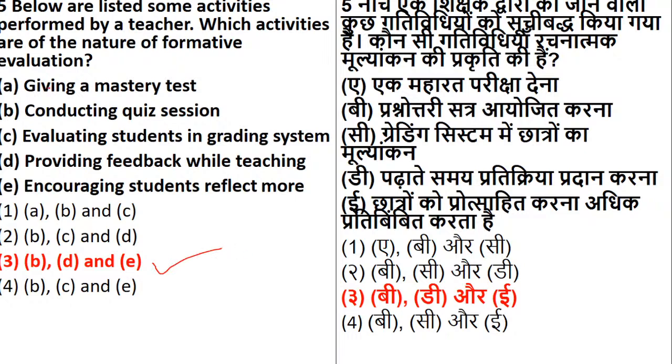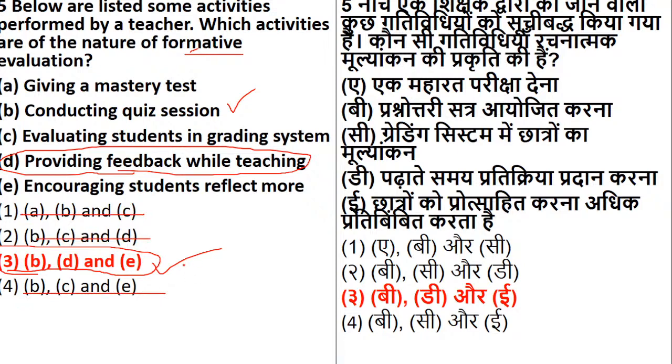Everyone picked up correctly. Now see, let's assume that you do not know anything over here, but you know that formative evaluation is conducted with the help of quiz sessions and with the help of feedback. Feedback is a must in formative evaluation. That's how you can make the child improve. So B and D should be there, and there is one option where we have B and D. Now let's cross check our answer. Evaluating students in a grading system is basically summative evaluation, so C should not be there. If you go with elimination also, C gets cancelled, and that's how your answer stands to be B.